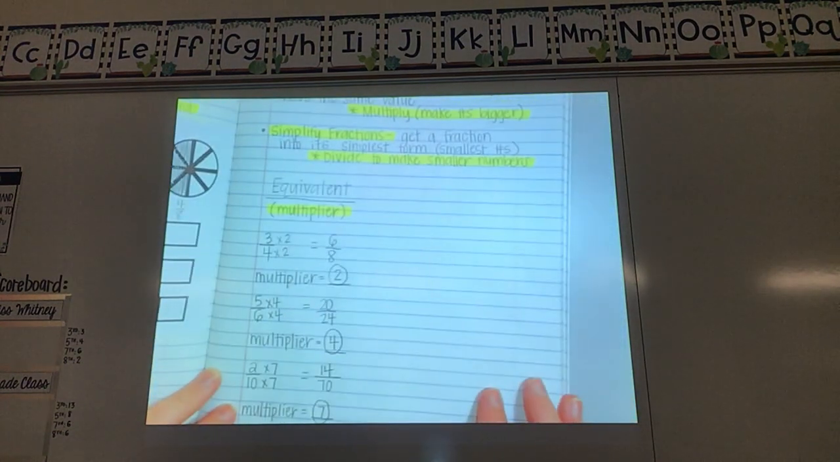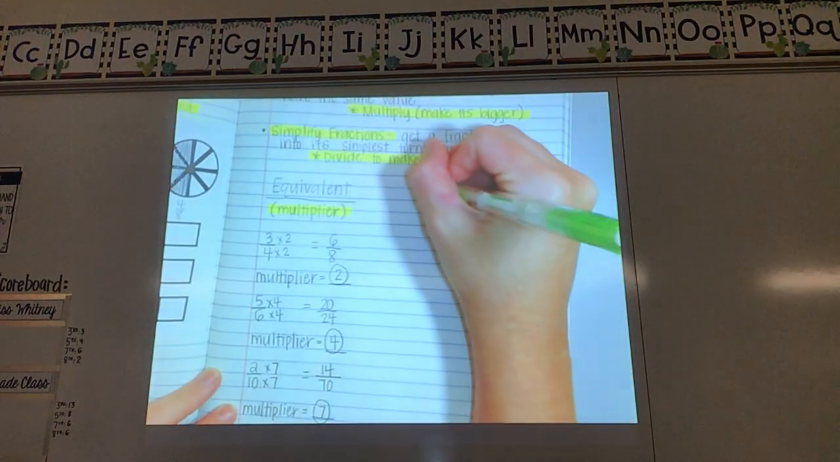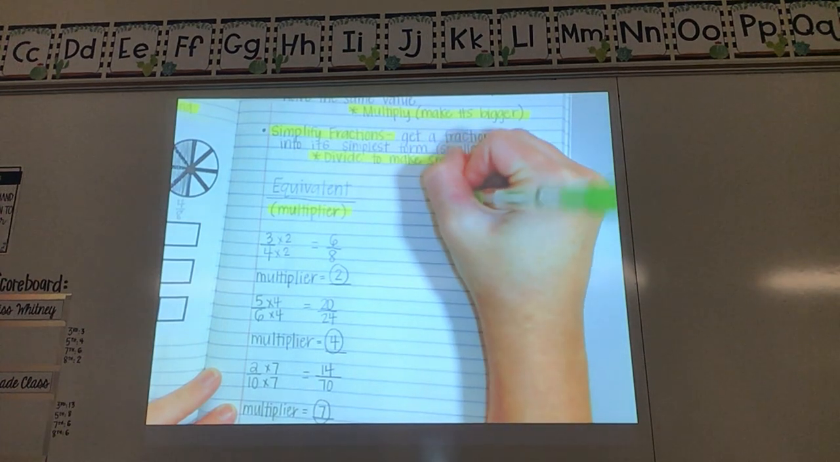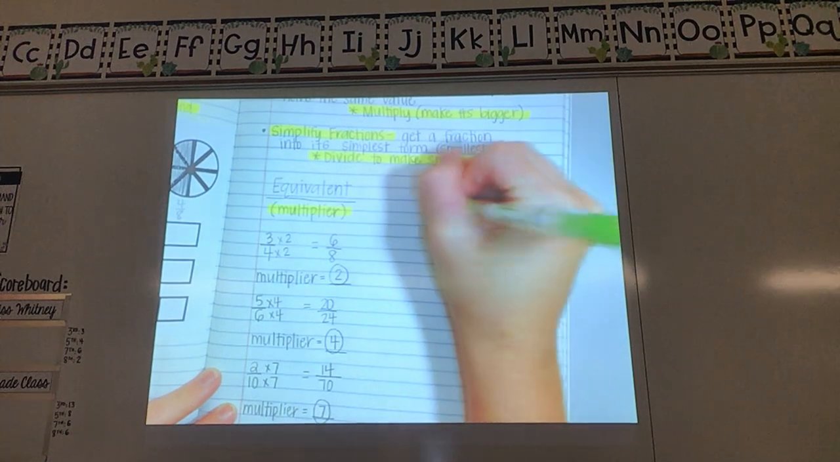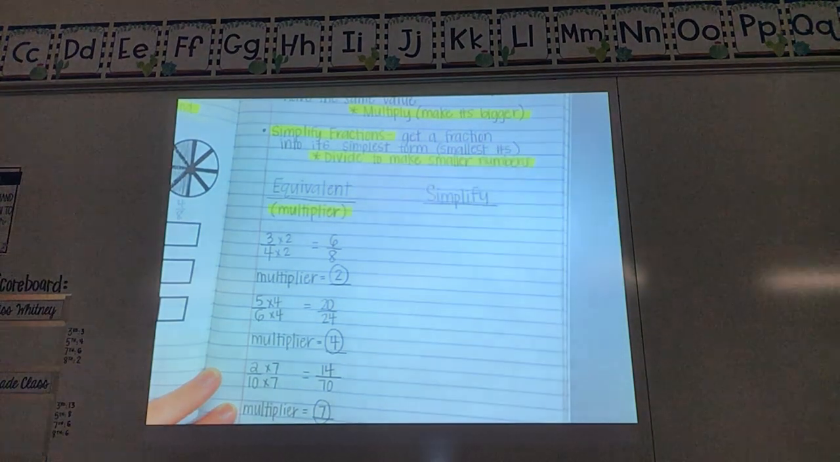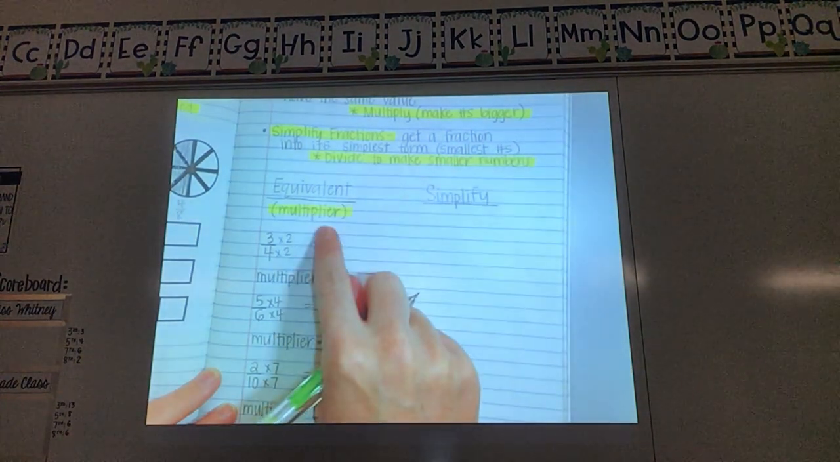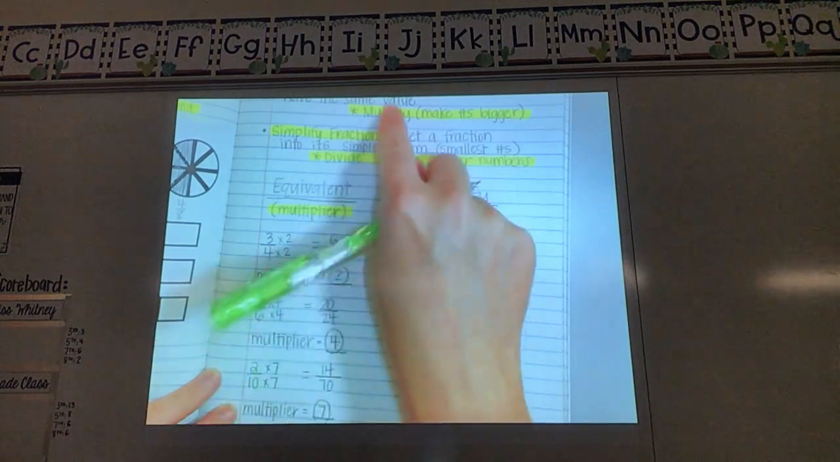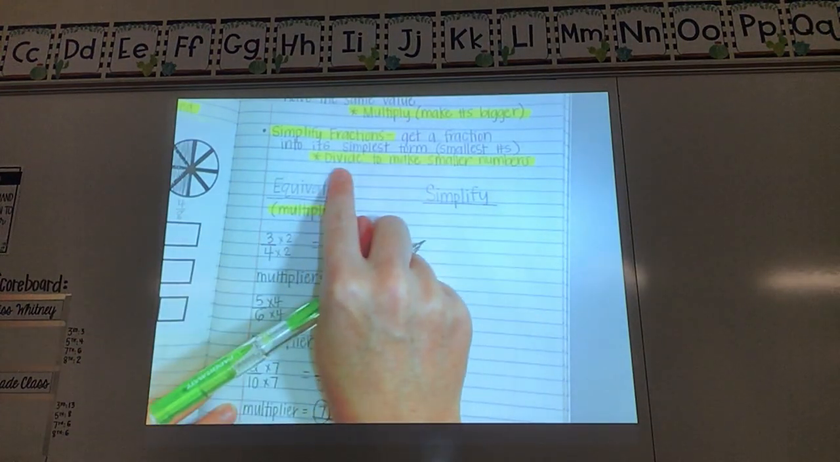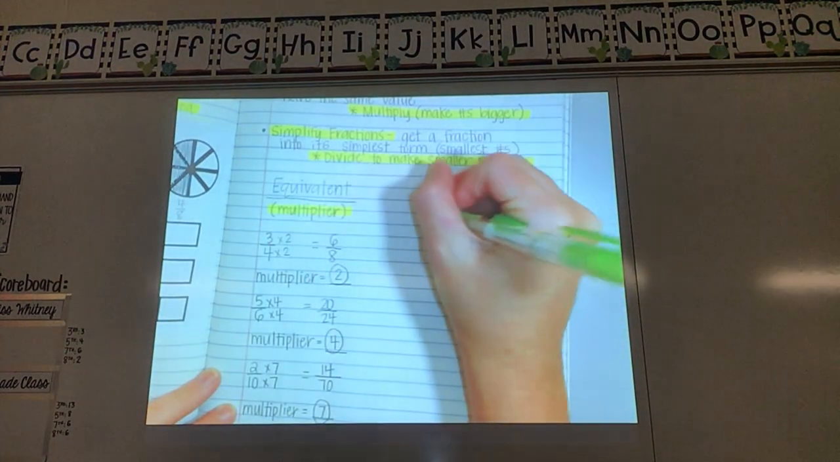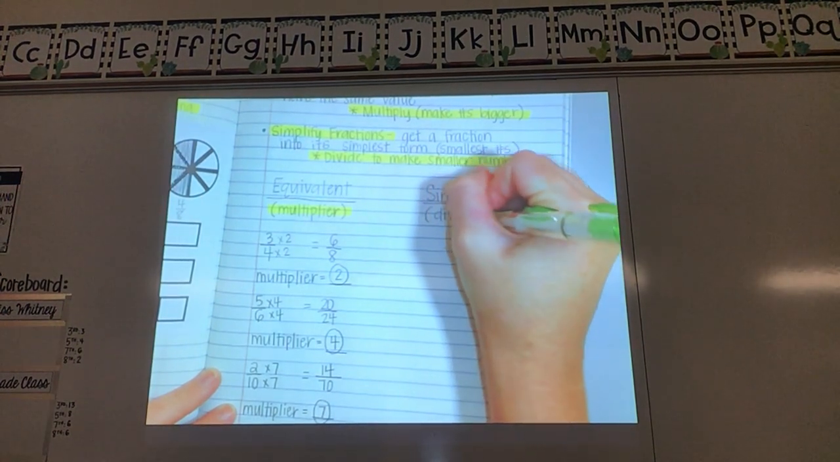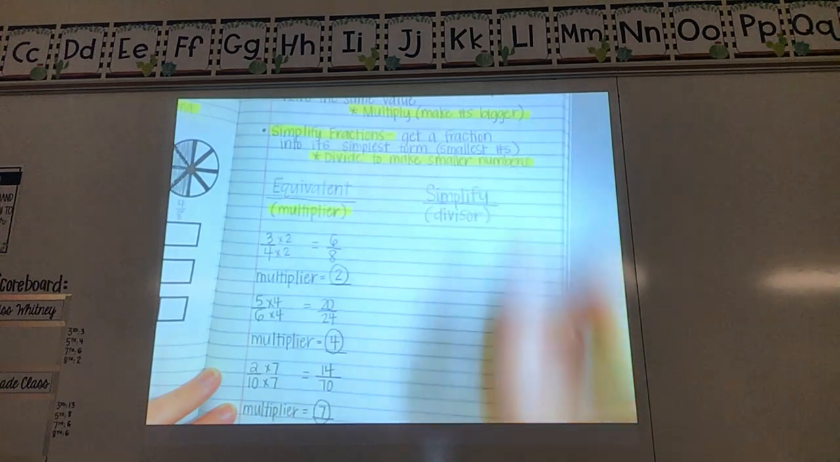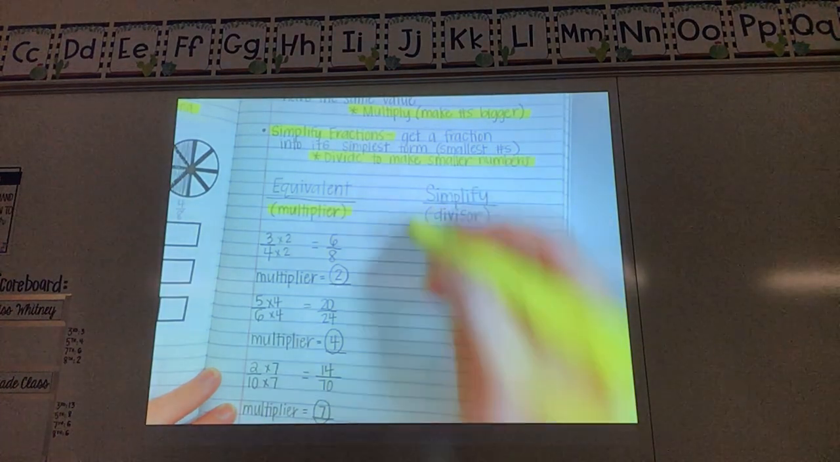Alrighty, now let's look at simplifying. So I'm going to go over here and put simplify. And when we are simplifying, instead of calling it a multiplier, we can't call it that because we're not multiplying. Instead, we are dividing to simplify. So this is called a divisor. Whatever number I choose to divide by is called the divisor.